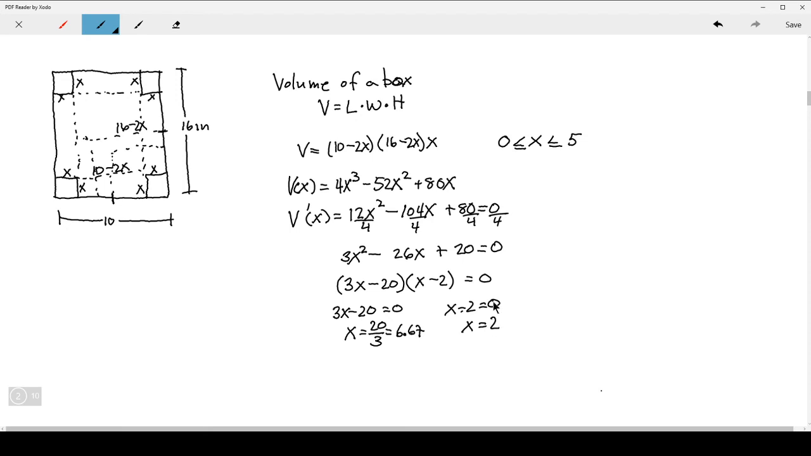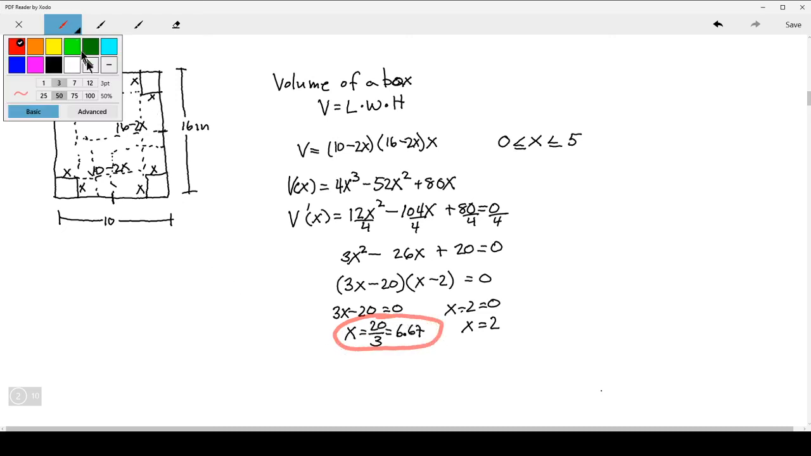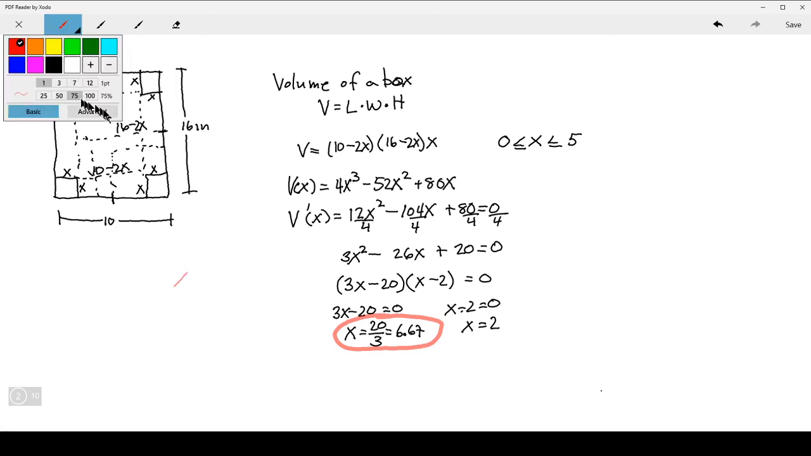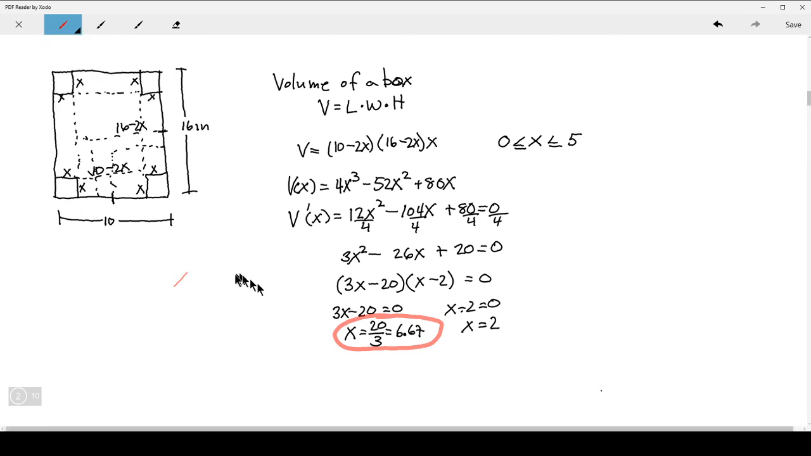All right, so I've got my 2 critical points, but remember, one of them falls outside the interval. So this one right here is outside the interval, so we get to throw a line through it. This is the one that we want. This is the one that's inside the interval.